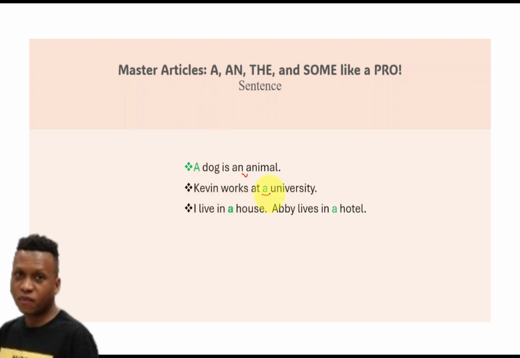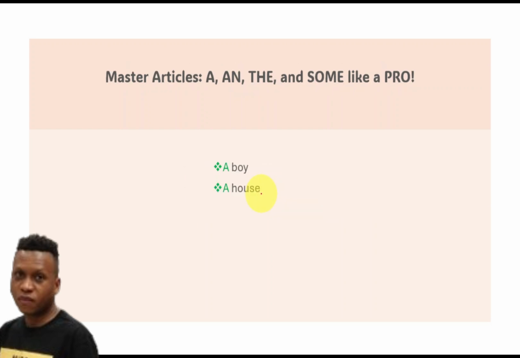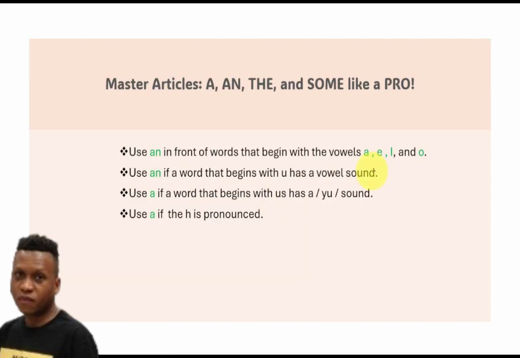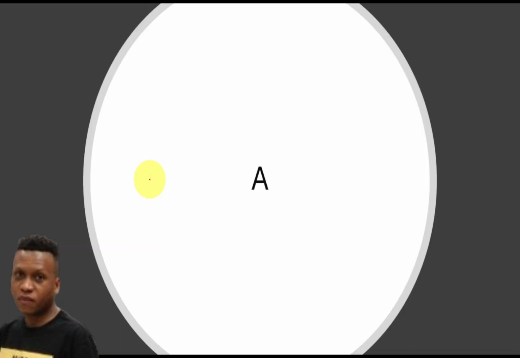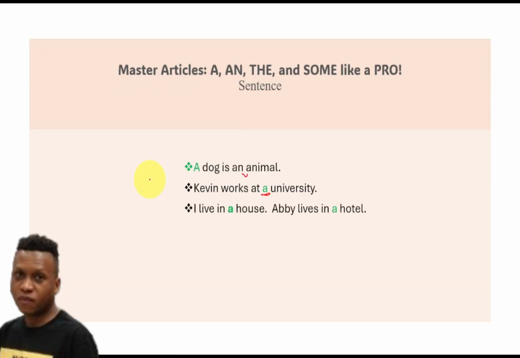So you see here, the main reason we put these, if I go back, you're gonna take a look. If we go back here, you see here the sound. This, you see this A? Use A if a word that begins with has a U sound. Okay? Sometimes we also use this. But in this case, I'm talking about university. Okay? Kevin works at a university. We put this A because this U sound is strong.